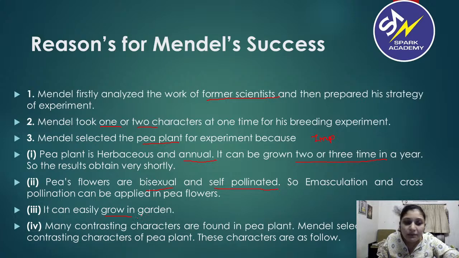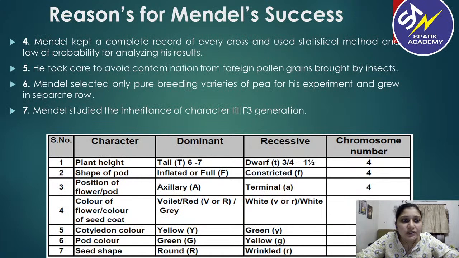Mendel selected 7 pairs of contrasting characteristics of the pea plant, and these characteristics are as follows. Which are the 7 characteristics of the pea plant? These are.